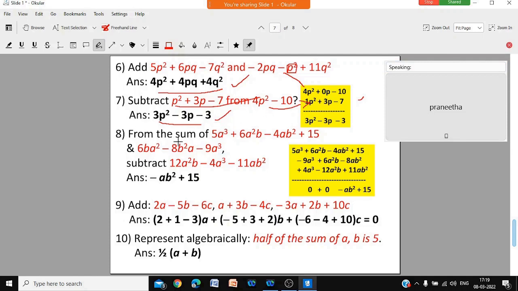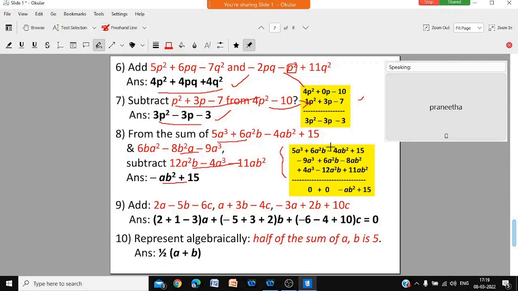Then from the sum of this one, how much did you get as the answer? Did you get this answer from the sum of this? Okay, but you have done it in two steps. First you have added and then you have subtracted. I have done it as one step.